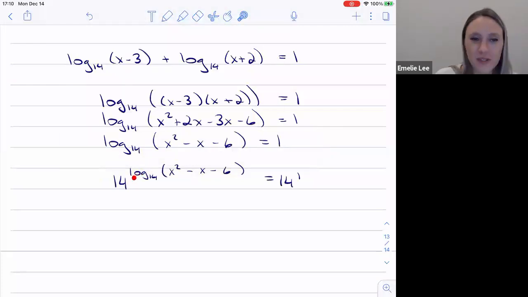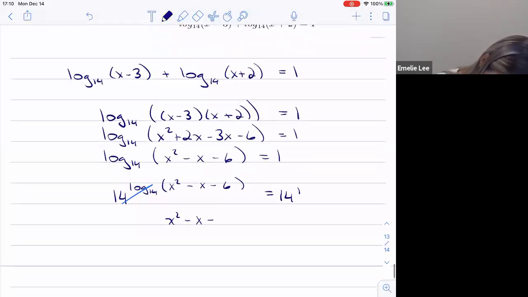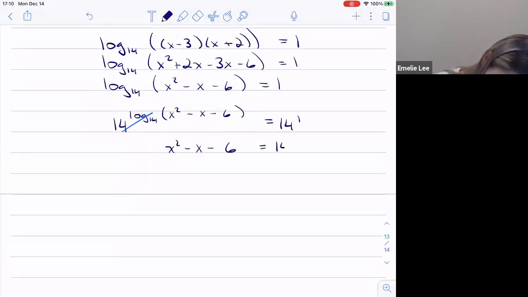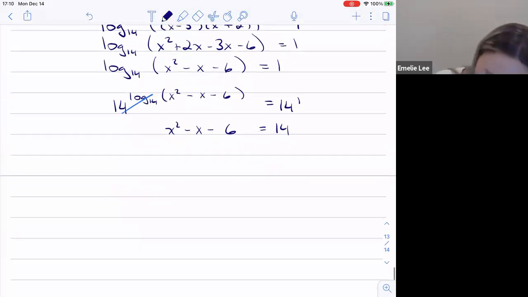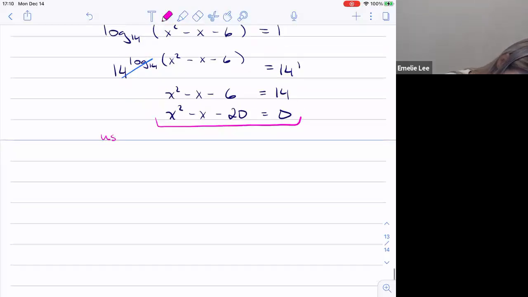This essentially cancels, that's why we did it. So now this thing is going to drop down, and so I have x squared minus x minus 6 is 14. If I move that 14 over to the left-hand side, I'm going to have a quadratic, and so I can use the quadratic formula to solve it. X squared minus x minus 20 is 0. And now I can use the quadratic formula to solve.